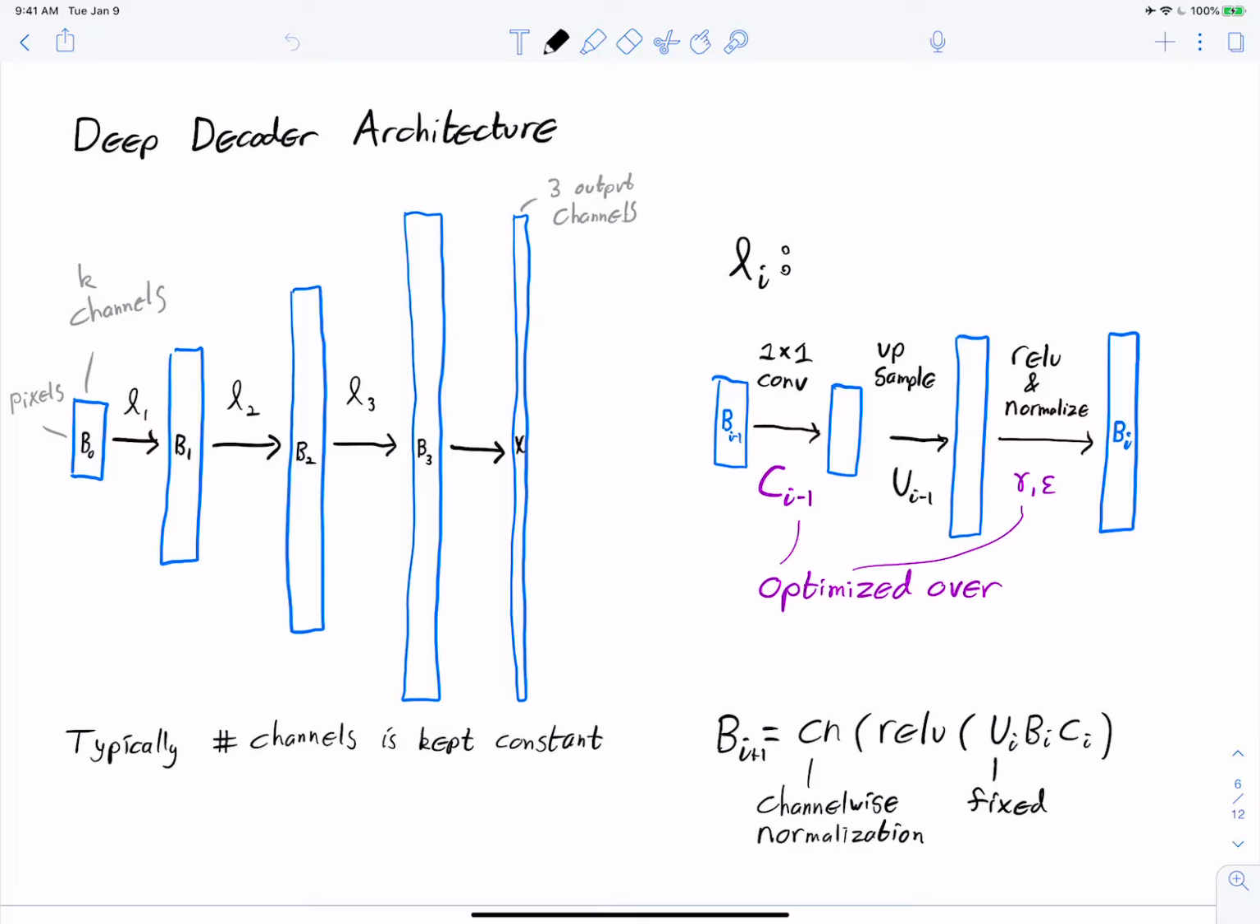So mathematically, the deep decoder will have the structure where B_{i+1} is going to be the channel-wise normalization of the ReLU of the upsampled version of the previous layer B_i times a square matrix C_i. And C_i again is square because we're assuming that the number of channels K is constant among each layer, and so then C maps K channels to K channels in a linear way, and that is given by a K by K matrix. All right, this is the architecture of the deep decoder. For more details, please see the deep decoder paper.